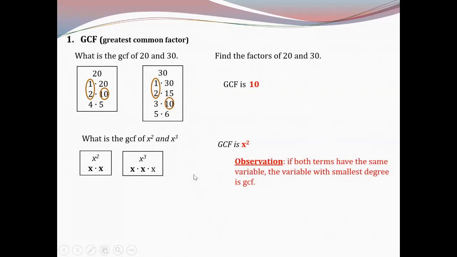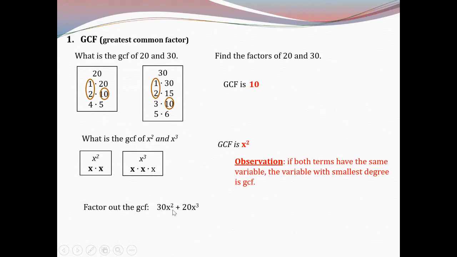Okay, now here's an observation. If every term has the same variable, then the variable with the smallest degree is the GCF. For example, x squared and x cubed. Which one's smaller? x squared, so that's my GCF. Again, this is step number 1, finding the greatest common factor. Here, we're going to factor out the GCF of 30x squared plus 20x cubed.